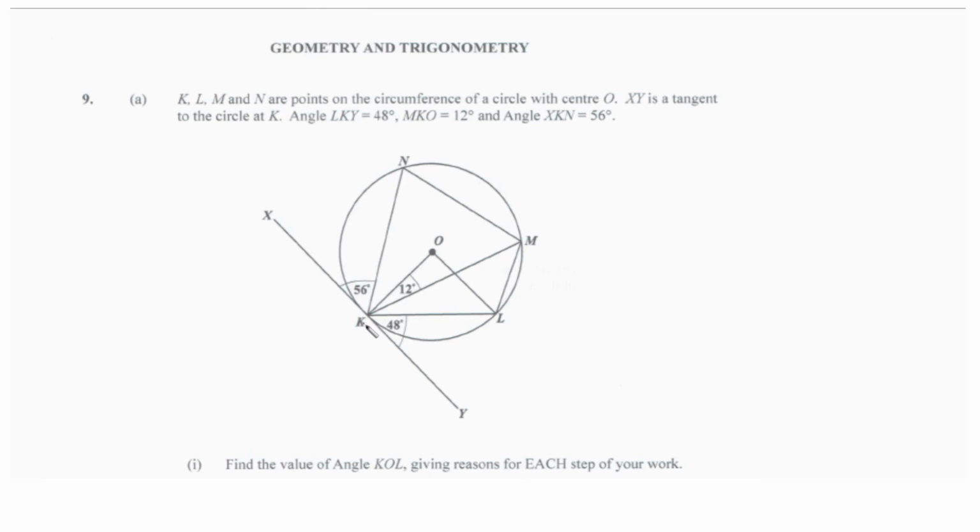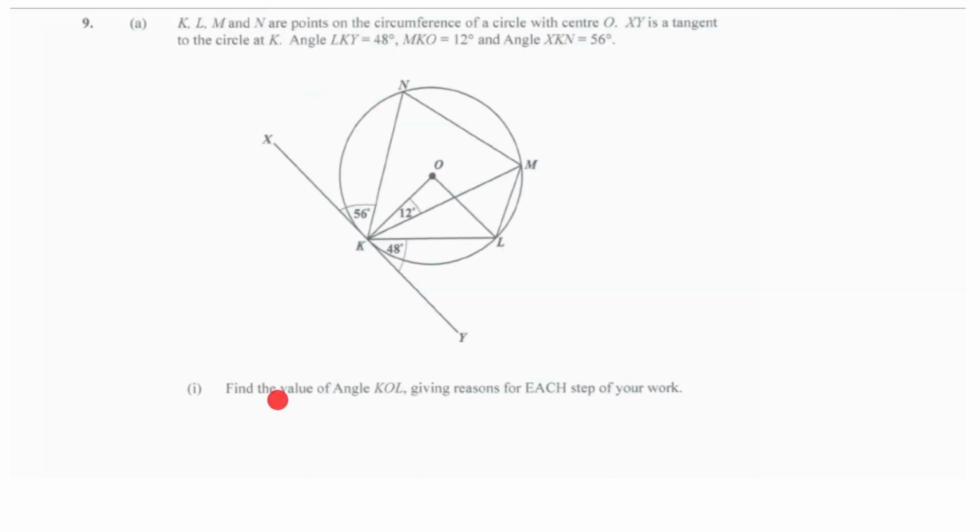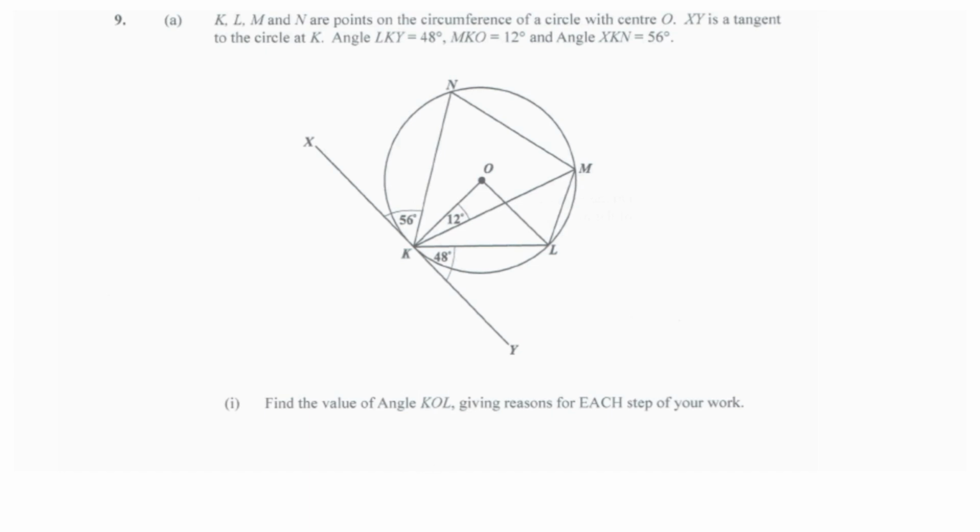Question 9. We have K, L, M, and N as points on the circumference of the circle with center O. XY is tangent to the circle at K, so we have XY here and it's tangent to the circle at K. The angle LKY equals 48 degrees and MKO equals 12 degrees, and angle XKN has 56 degrees as shown in the diagram here. Now you're asked to find the value of KOL given reasons for each step of your work. So let us annotate the diagram.